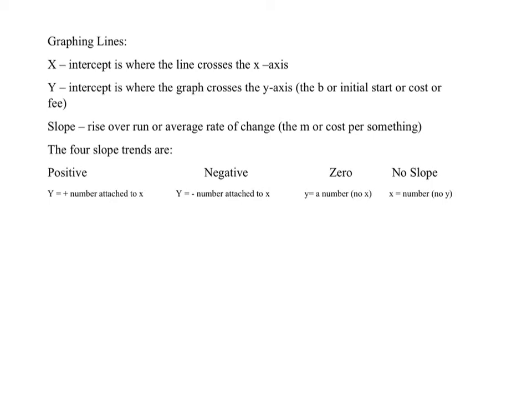The first topic we're going to talk about is the x-intercept, where the line crosses the x-axis, and the y-intercept, where the graph crosses the y-axis. The b, or the initial value, the start, the cost, or the fee. Remember those key words when you're writing an equation or dealing with word problems.